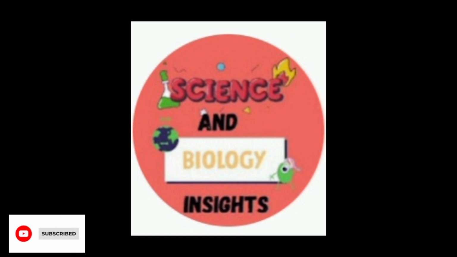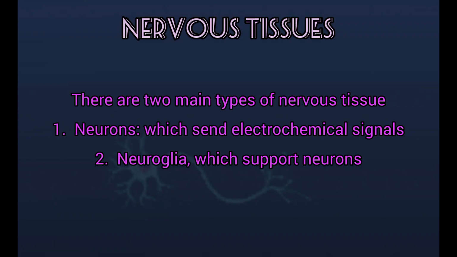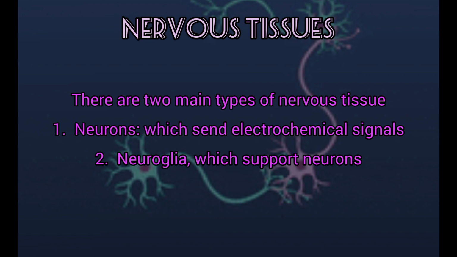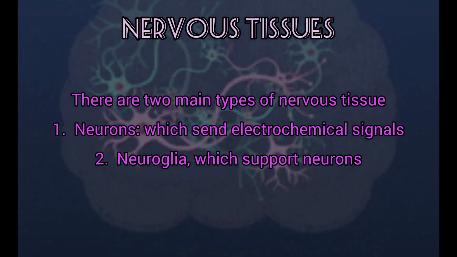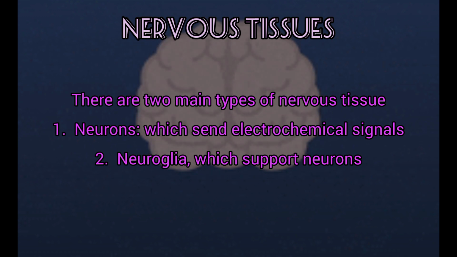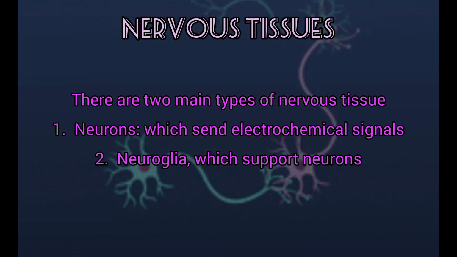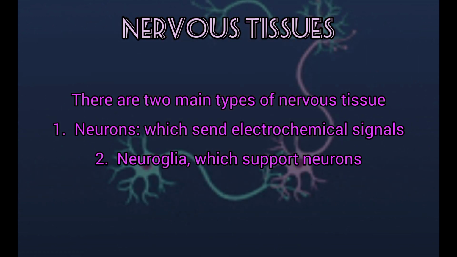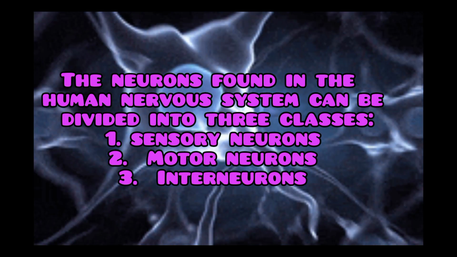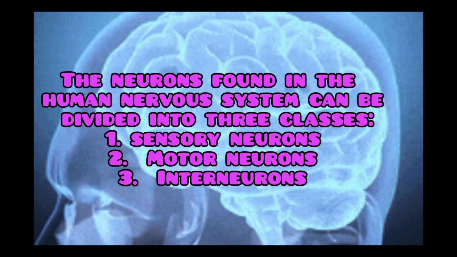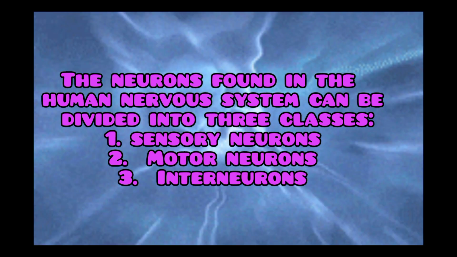Today we are going to discuss nervous tissues, that is the neurons. So nervous tissue is composed of two types of main cells. Number one are the neurons, which send electrochemical signals. However, neuroglia is responsible for supporting the neurons during this function. The neurons found in the human nervous system are of three types: sensory neurons, motor neurons, and the interneurons.